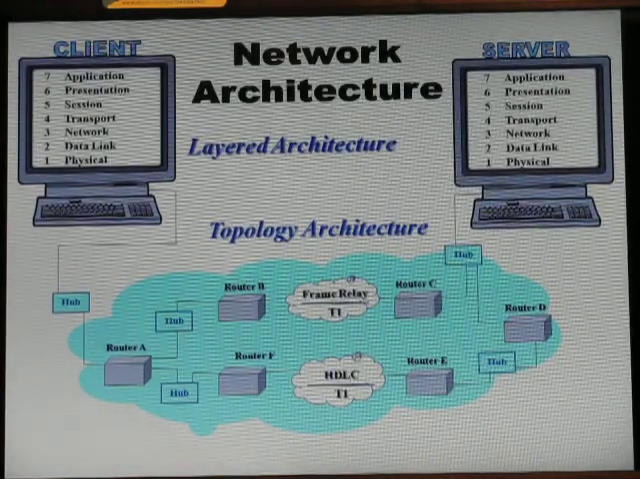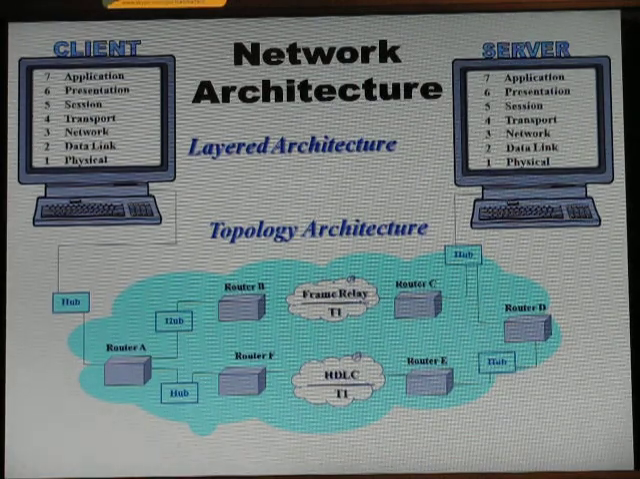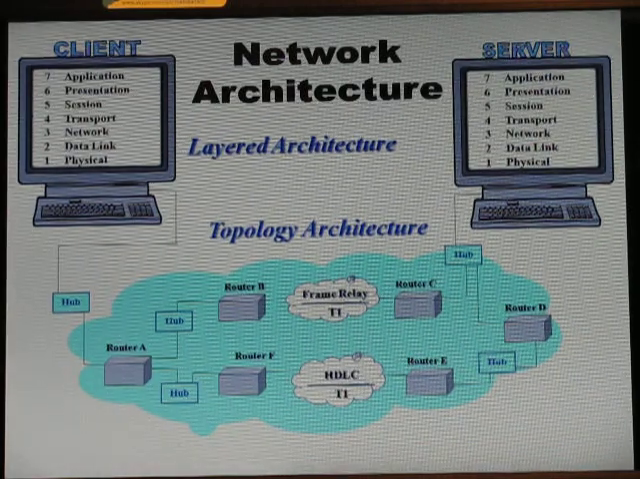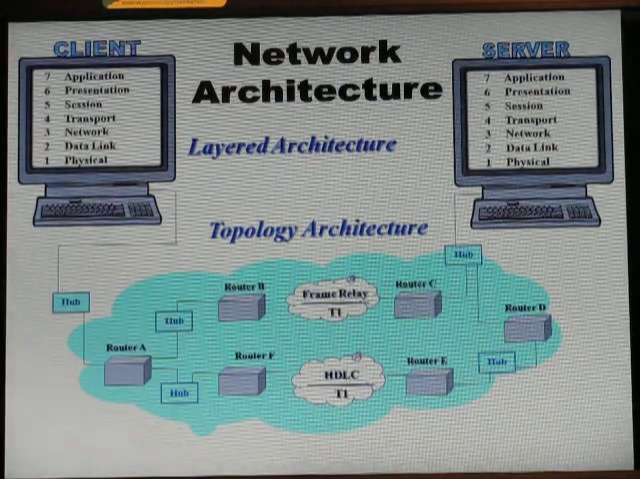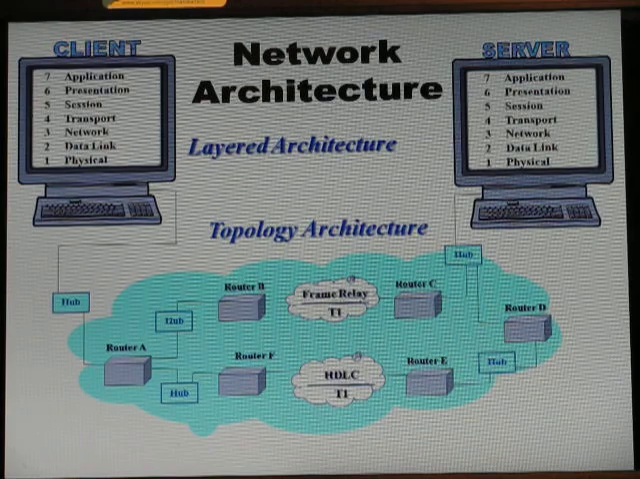This slide is the logical architecture of the case study. That client was on the 3rd floor of the left-hand building. That server was on the right-hand floor of the building. The 7 layers is called a layered architecture. The actual routers in that green topology down below is called a topological architecture or a topology architecture.